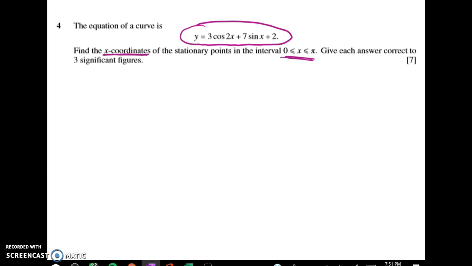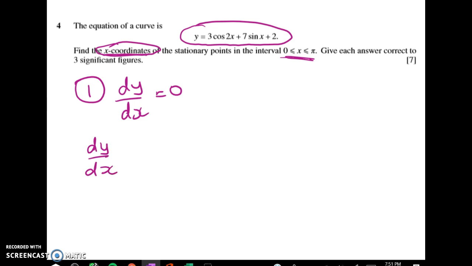So most of the work will be in differentiating. So first we're going to find dy by dx, and we're going to set that equal to 0. We're going to solve that equation, and that will give me the x coordinates. And that's about all there is to it. So let's get going. We've got dy by dx is equal to, right, we have to do the chain rule on this.